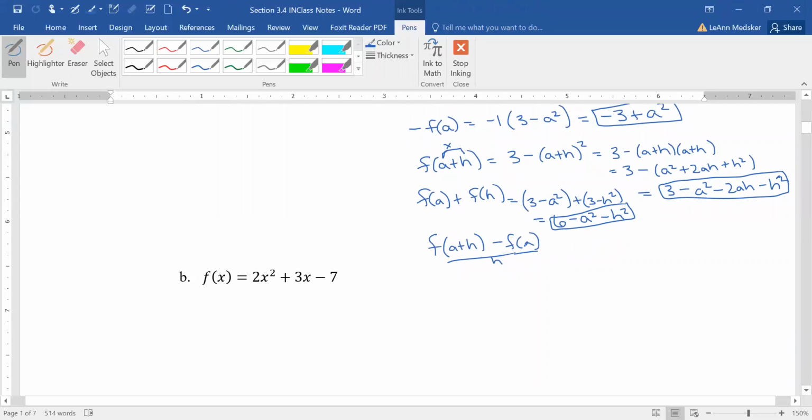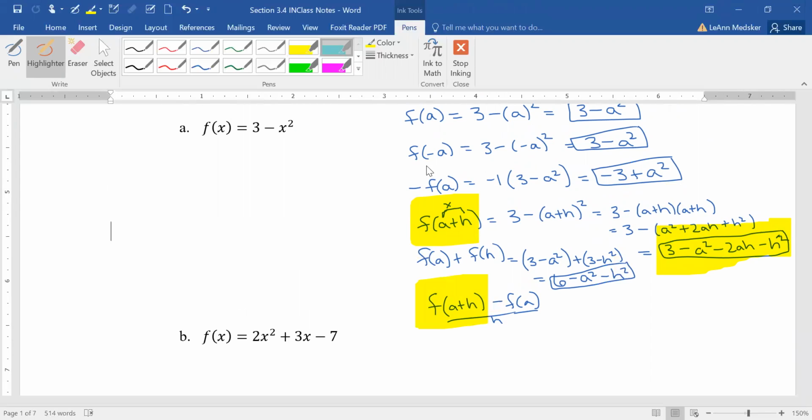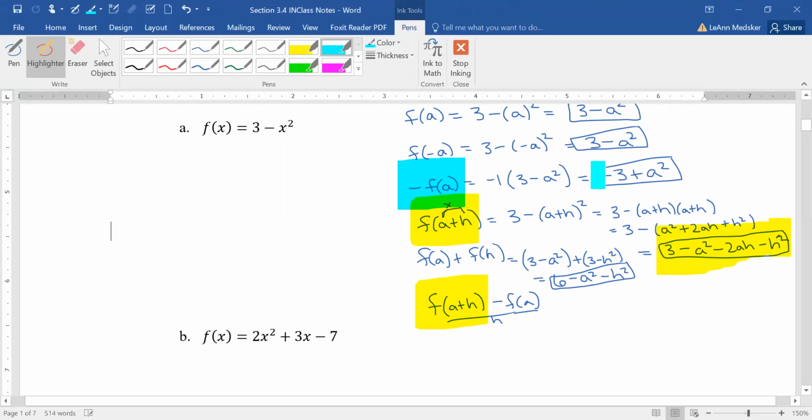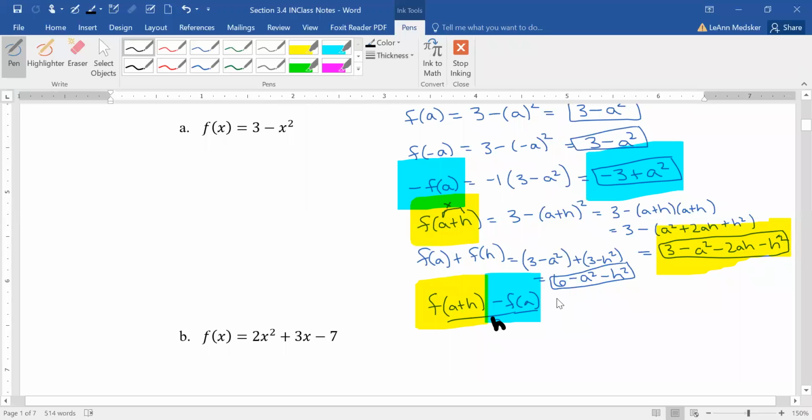Okay, for this last one, you're just taking two of your answers from up above, and they're going to be placed into here. So notice we have this, which was this answer. So that's going to go in on top. And then we also had negative f of a, which was this one, which is this. And that's going to go in for this. And then all of that is being put over h at the bottom. So we're going to work that piece out. So this is going to be 3 minus a squared minus 2ah minus h squared, that was all of the yellow, minus 3 plus a squared all over h.